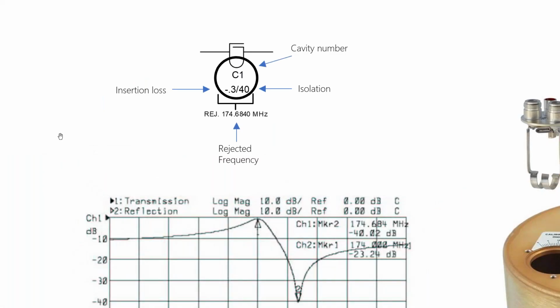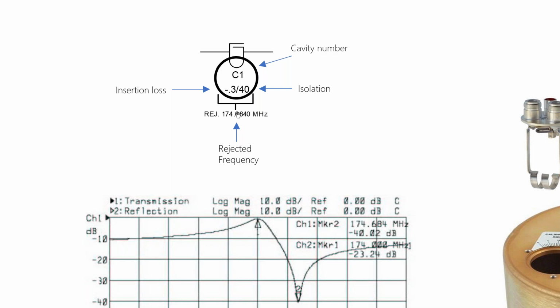The symbol at the top left shows the insertion loss to be 0.3 dB, and we expect to get around 40 dB of isolation at the deepest notch. The schematic also specifies the frequency we are trying to reject, 174.6840 megahertz in this case. It's also available in 4-inch, 6-inch, and 10-inch diameter cavities.